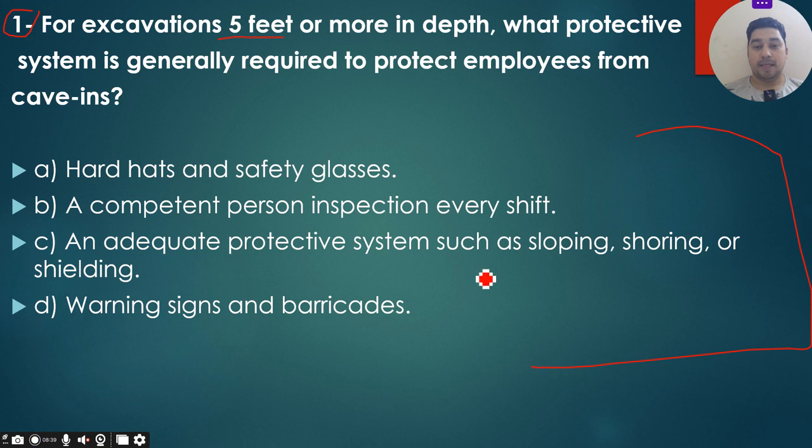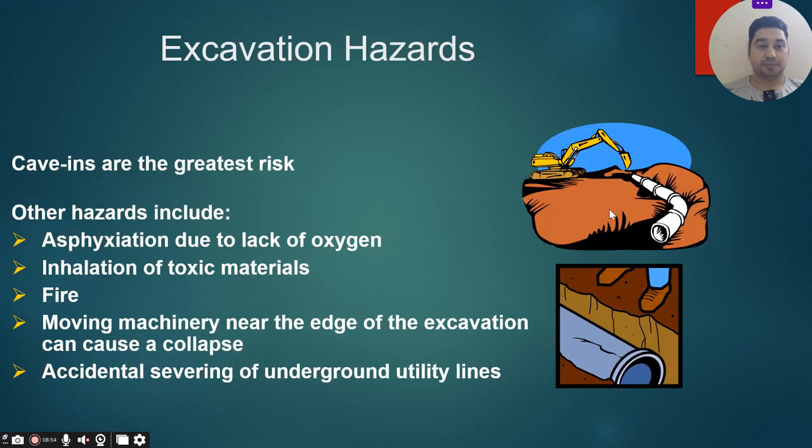What is your answer? You can pause the video and choose your answer. So I'm now moving to the answer. The answer is an adequate protective system such as sloping, shoring, or shielding is required. This is the answer. Now let's move to the excavation hazards.